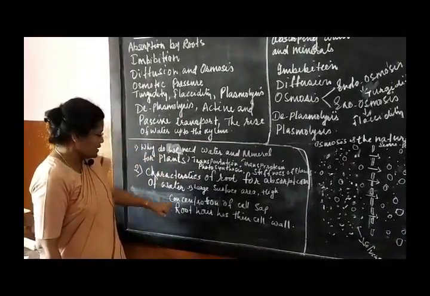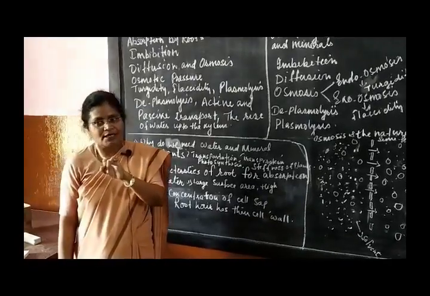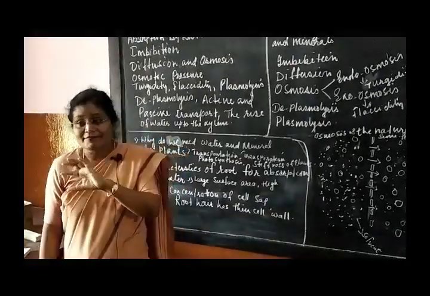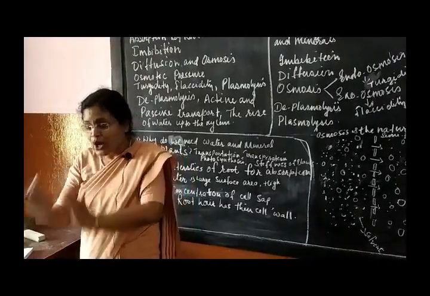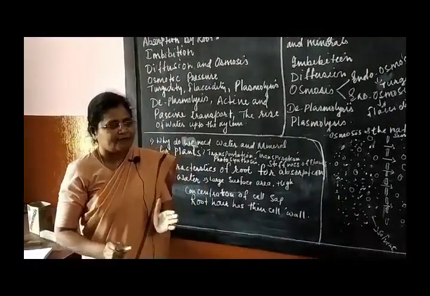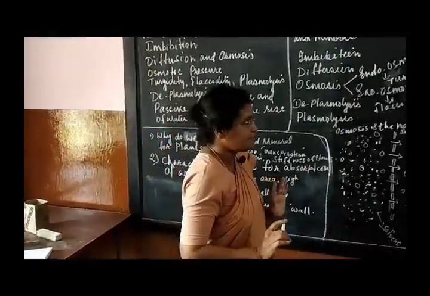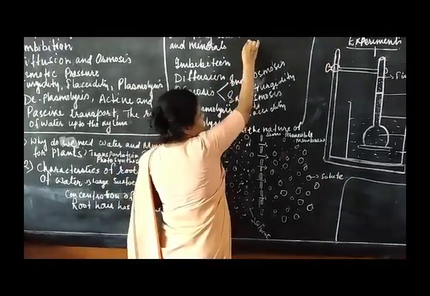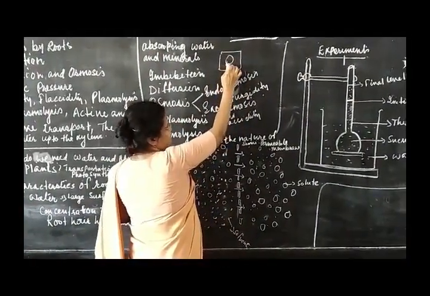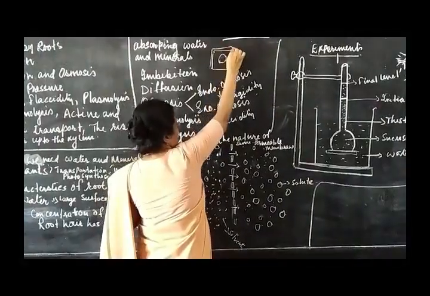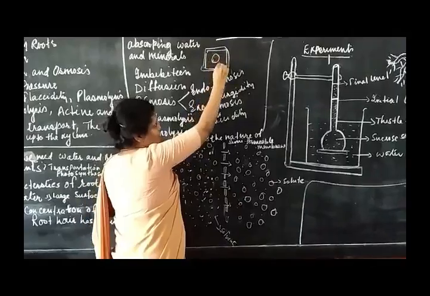Point number 2, the concentration of cell sap. In the first chapter I had taught about the cell and the vacuoles. You have the living part of the cell and the non-living part of the cell. The living part is all your organelles. If you remember in the first chapter, you have the cell membrane, cytoplasm, and in case of a plant cell you have the cell wall, then cytoplasm, nucleus, then plenty of organelles.